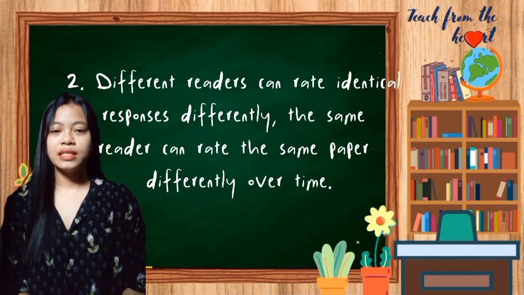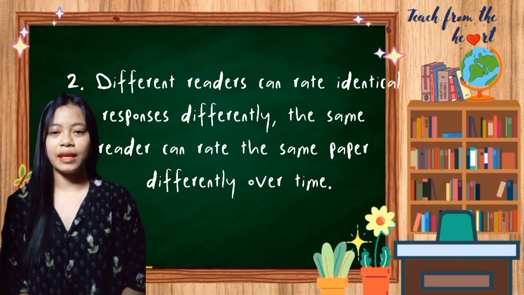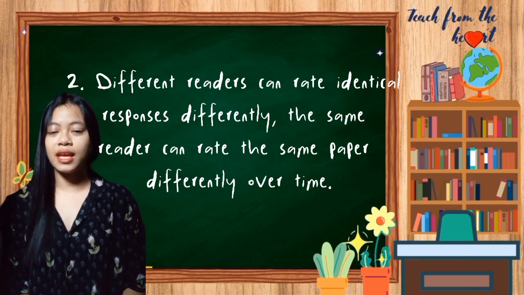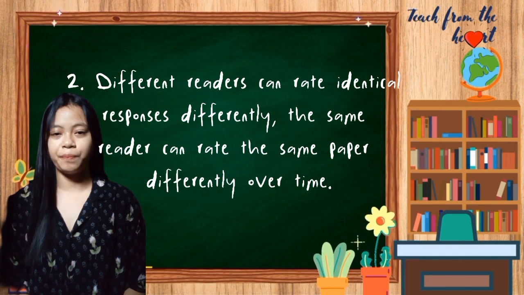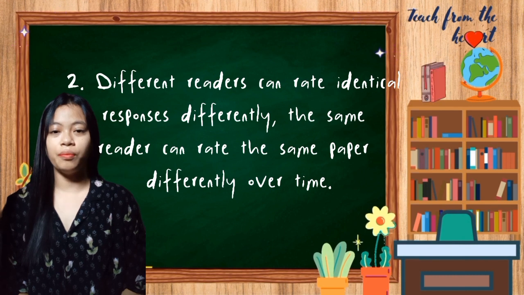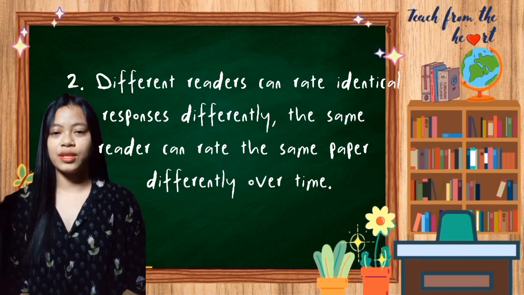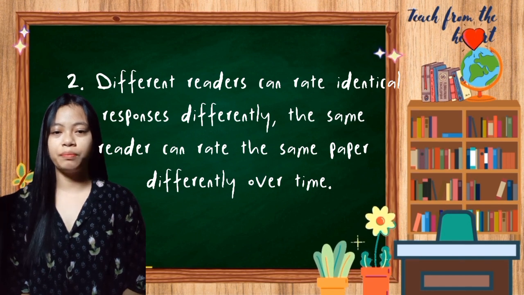So second, different readers can rate identical responses differently. The same reader can rate the same paper differently over time. It means that subjective and objective tests are both effective in measuring knowledge as well as the test taker's ability to apply it to solve problems.